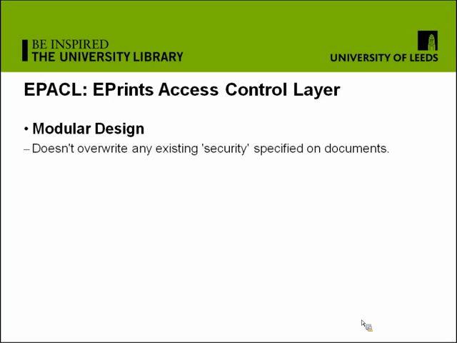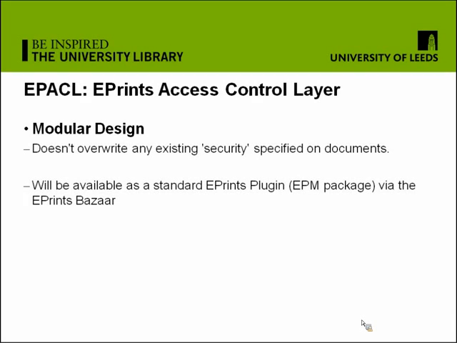Okay, so as far as the actual access control layer goes, what can we say about it? Well, first of all, it's a modular design. First and foremost, it's not going to overwrite any existing security. So we've already mentioned that at the document level, you have the security field. That is not going to be altered in any way or overwritten. Another important thing is it will be available as an EPrints plugin. So there's no actual code hacking that's required. It's literally you get it from the EPrints Bazaar, you install it on a repository, and you then have the enhanced ACL.